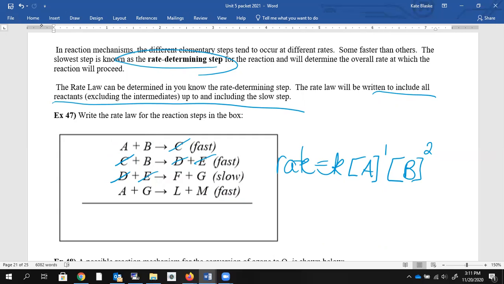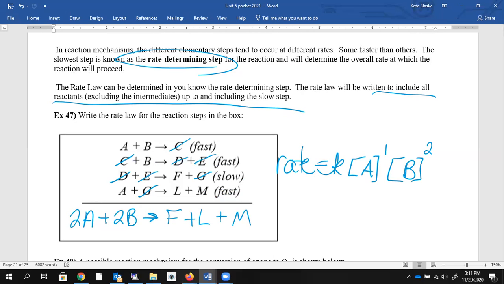So now if I look at the whole mechanism, including that last step, G is also an intermediate. If I add together all of my reactants, I got 2A plus 2B. And then on my product side, I've got F plus L plus M. So notice that in my overall reaction, I've got 2 A's and 2 B's. That does not necessarily correspond to those orders. That's why we can say you cannot determine the order or the rate of a reaction based on its balanced equation. We can only use that mechanism data to help us figure that out.